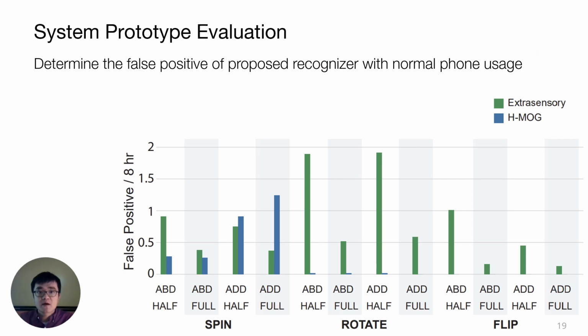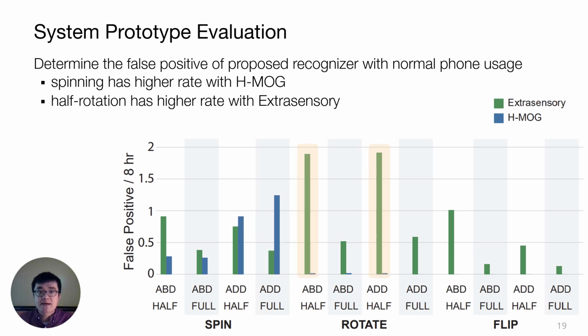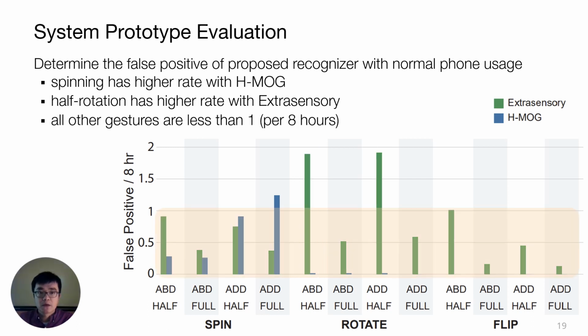We conducted an offline false positive test to evaluate our proposed recognizer with normal phone usage in the wild. We find spin has a higher FP rate within the Edgemont dataset. It may be caused by the movement of changing phone orientation from portrait to landscape. Half rotate has a higher FP rate with the ExtraSensory dataset. It may be caused by the gestures where users pick up or put down the phone on the table. But overall, all other gestures are less than 1 per 8 hours.